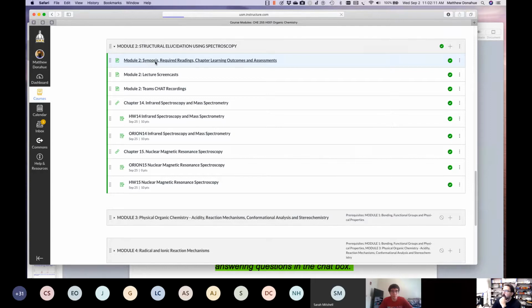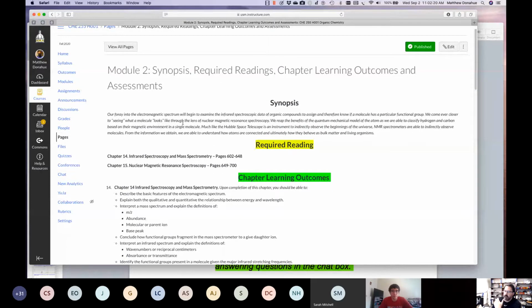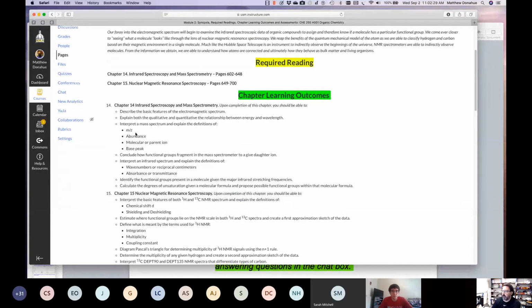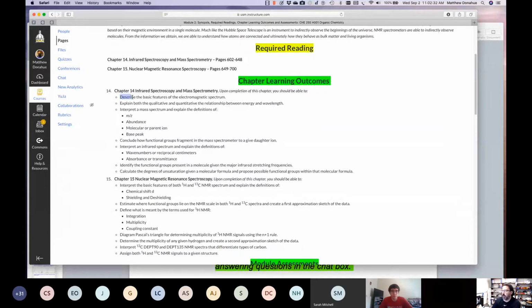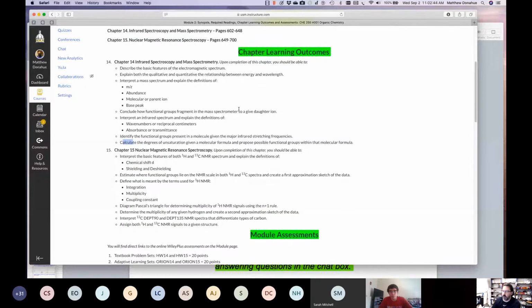So let me click in here. This is the synopsis, required reading, chapter learning outcome, and assessments. So this synopsis gives you an idea of what you're going to be learning. The required reading is now chapters 14 and 15. These are the chapter learning outcomes for each chapter. So notice the active verbs: describe, explain, interpret, conclude, interpret, identify, calculate. So those are things you need to be able to do after you learn this material.